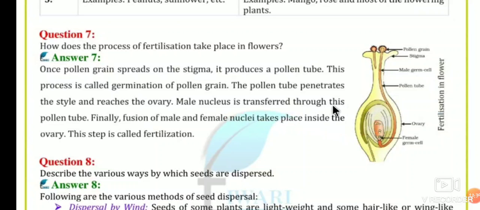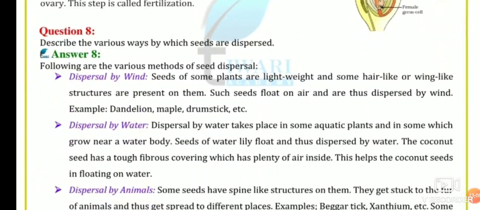Next, the male nucleus is transferred through this pollen tube and finally reaches the ovary. Fusion of male and female nuclei takes place inside the ovary, and this step is called fertilization. Here only the fertilization takes place.